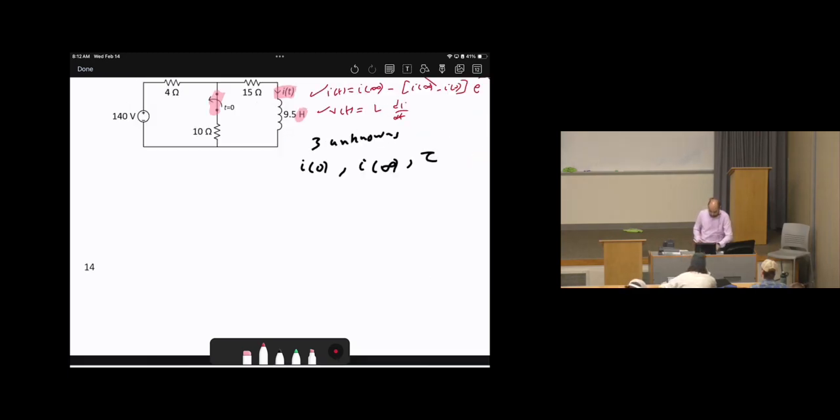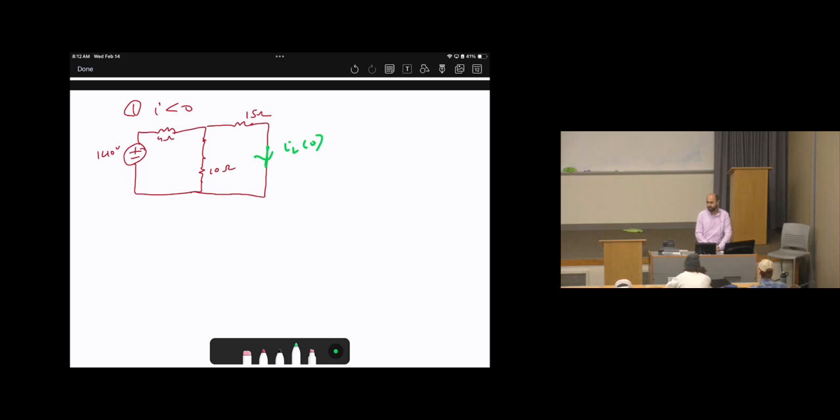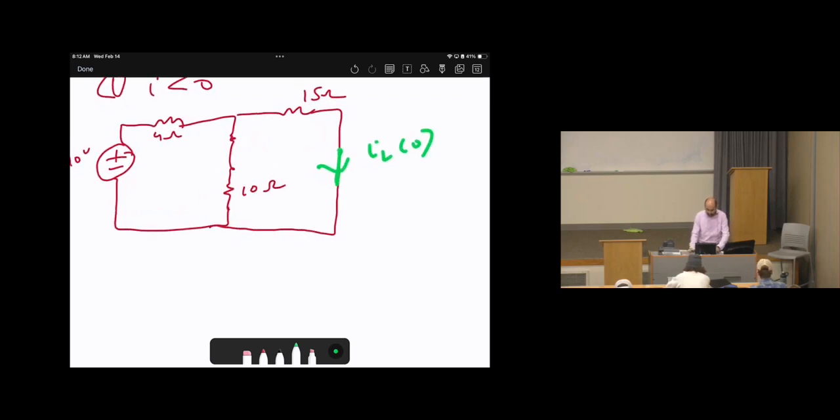Then let me redraw the circuit. So we see here, this is the source, which is 140 volts. Then here is a 4 ohms resistor, switch initially closed. Here is the 10 ohms resistor. Then 15 ohms resistor. After that, what do we have? The inductor is short circuit. Okay? And our target is to calculate the current of the inductor, IL of 0. How to calculate IL of 0? Now we need to calculate the current.